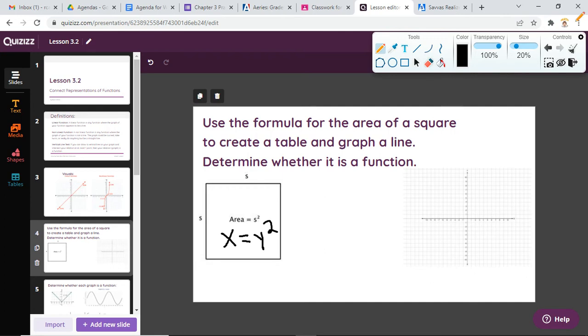So instead of a is equal to s squared, I'm just changing it to x is equal to y squared, so that way it can look like my x and y coordinates. Now I'm going to make myself a table here where I have my x values on the left and my y values on the right. To make our table, we need to plug in our x values, or my input values, and then we're going to find out what my output is.